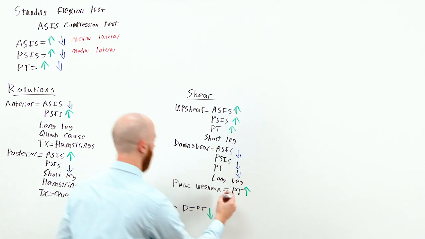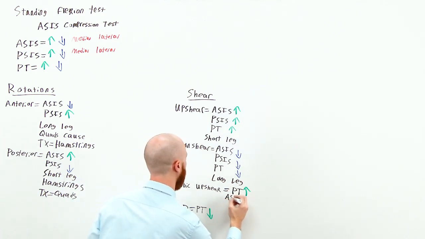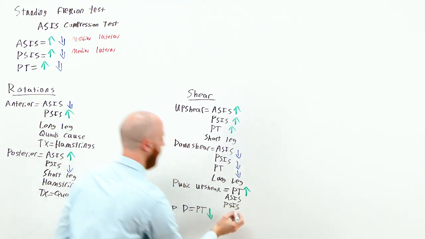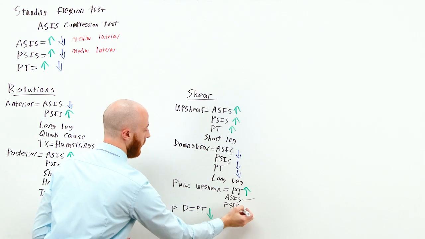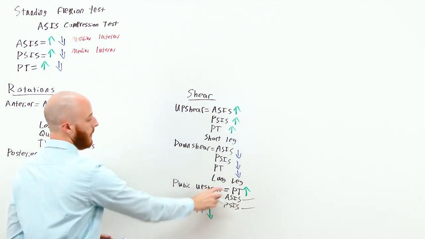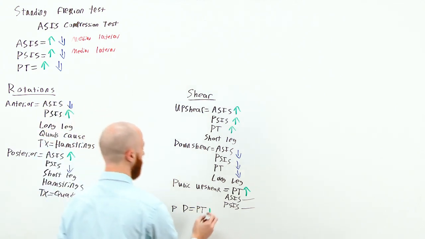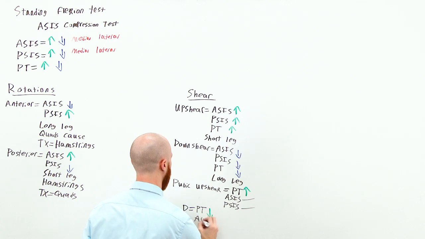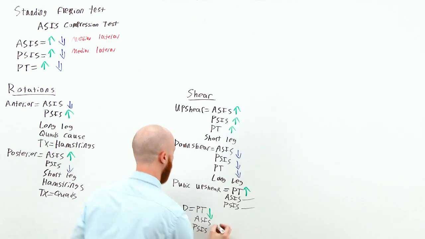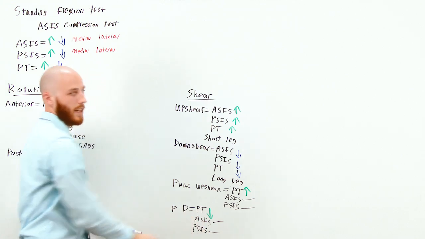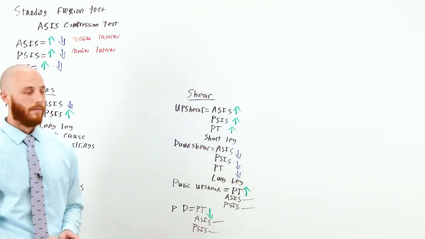But what about ASIS and PSIS? They're not going to have any landmark findings. So it's only going to be the pubic tubercle that has something. Same thing with the down shear. ASIS, PSIS, nothing. Pubic tubercle will be down for down shear on the side of dysfunction.